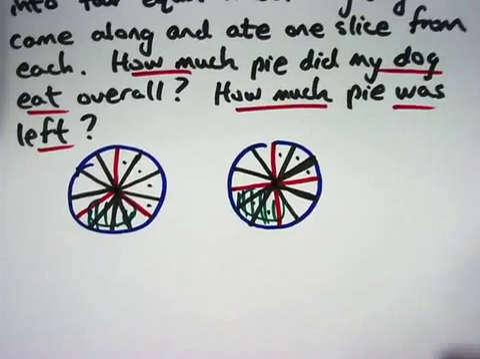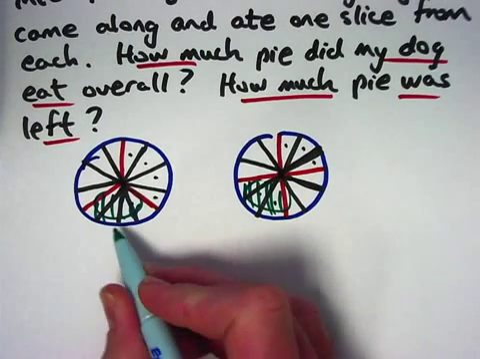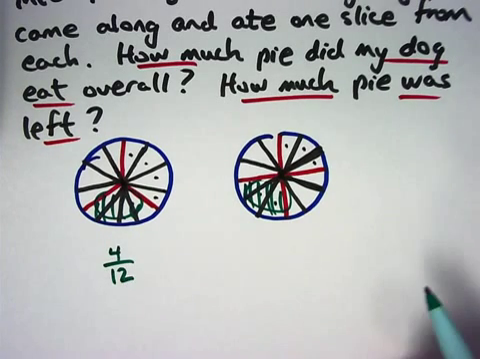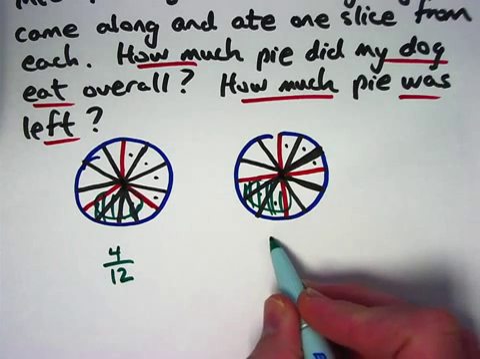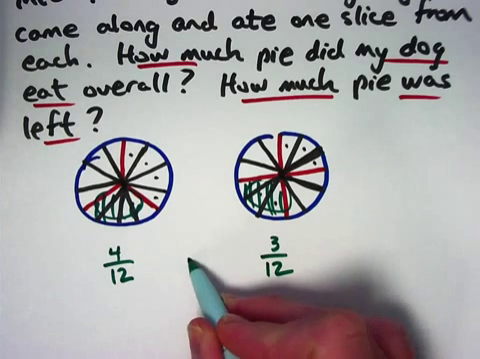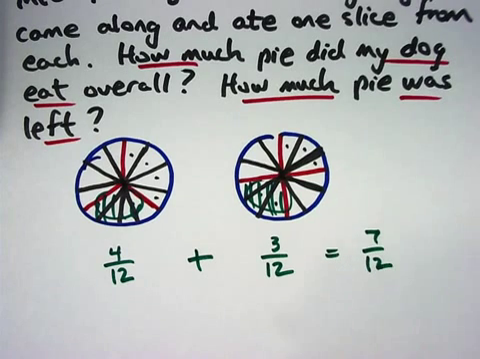In fraction notation, which hopefully you remember, we can represent this as saying from this pie the dog ate 4 out of the 12 pieces, or 4/12 of the pie, and from this pie the dog ate 3 out of the 12 pieces, or 3/12 of the pie. Altogether, the dog ate 7/12 of the pie.